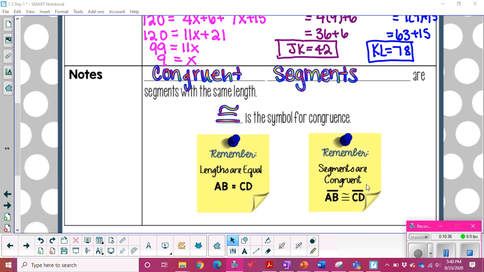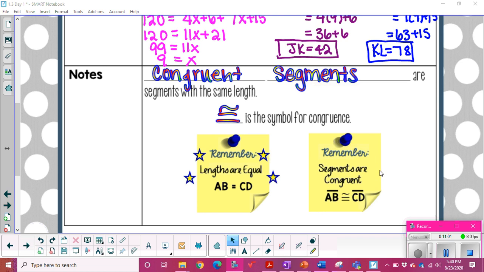And a thing to remember, lengths are equal. So the distance from A to B is equal to the distance from C to D. Lengths are equal. This is really important, and I want to make sure that y'all retain this information. So the distance from point A to point B is equal to the distance from point C to point D.